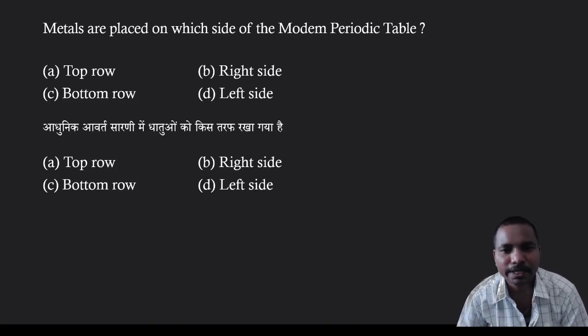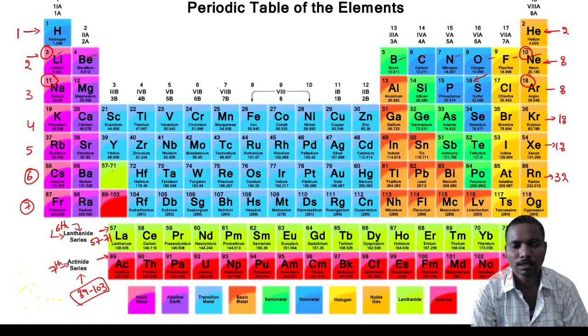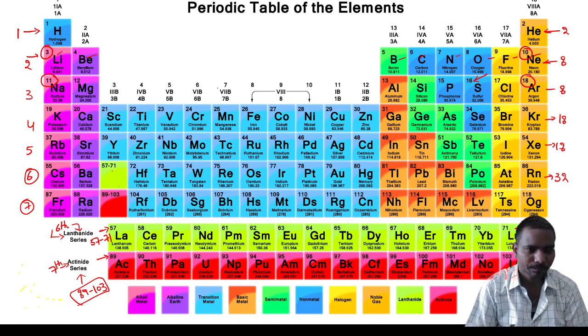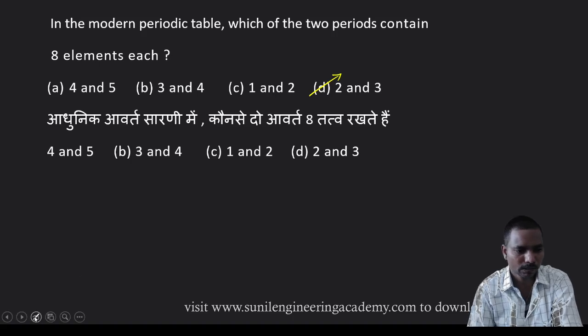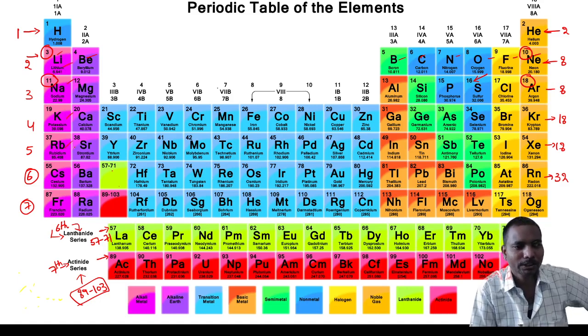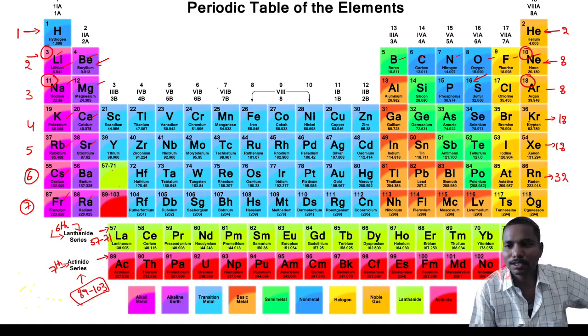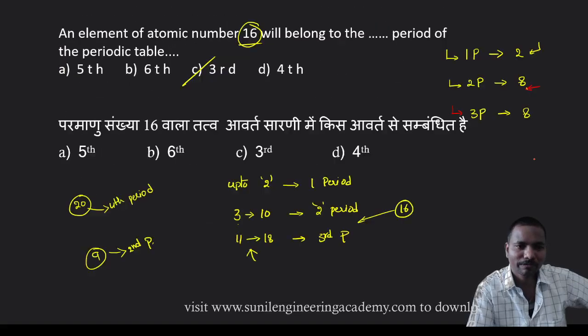Metals are placed on which side of the modern periodic table? Metals are generally placed on the left side, guys. Let us take the periodic table here. Metals: lithium, sodium, potassium, rubidium, cesium, francium. All these are considered alkali metals. These are alkaline earth metals: beryllium, magnesium, calcium, strontium, barium, radium. So these are on the left side, correct? So non-metals are on the right side. Note down these very important points.